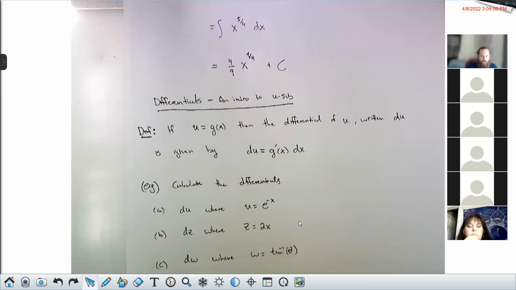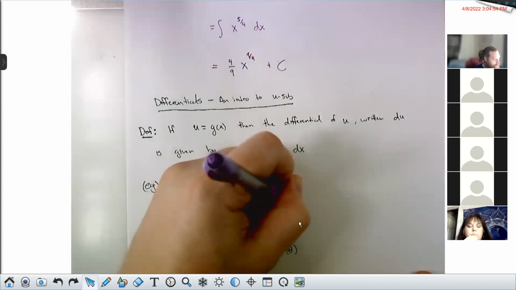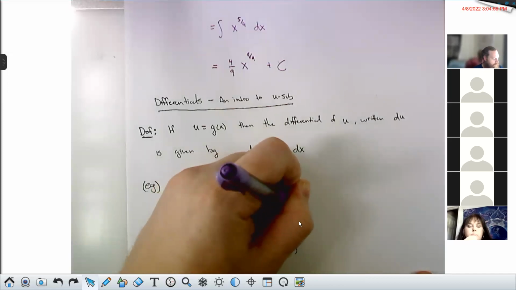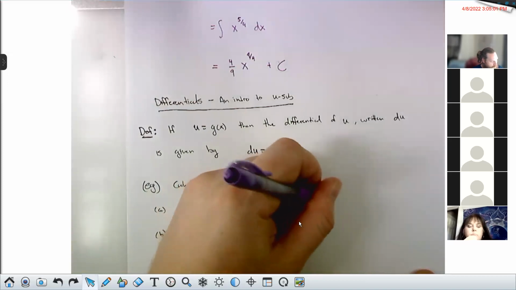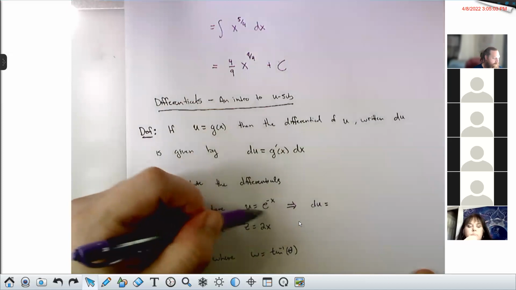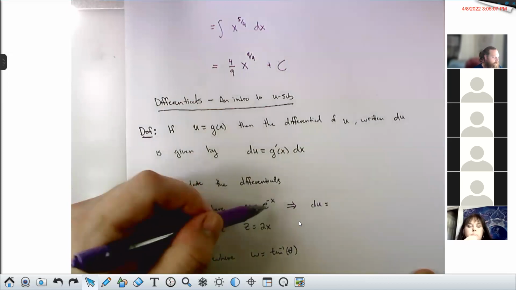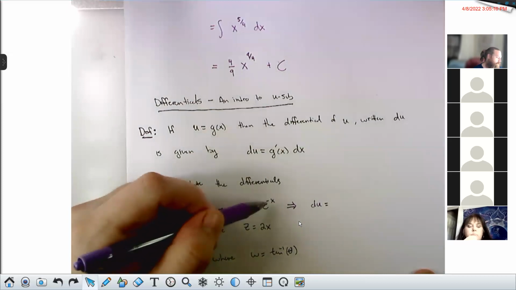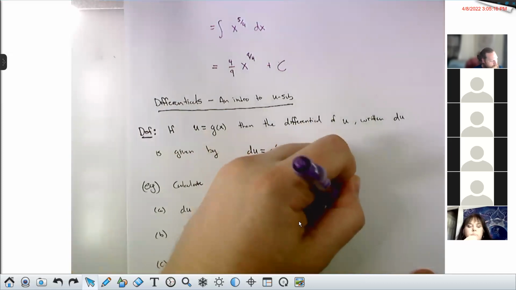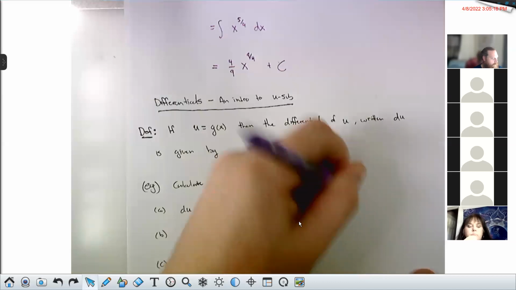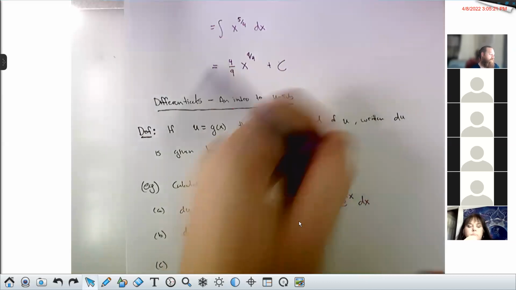They're essentially derivative problems. You just have to write them in a slightly different notation. So du in this first guy should be the derivative of e to the negative x times dx. If I differentiate e to the negative x, that requires a little chain rule on its own. That's e to the negative x times the derivative of negative x, which is -1. So that's negative e to the negative x dx.